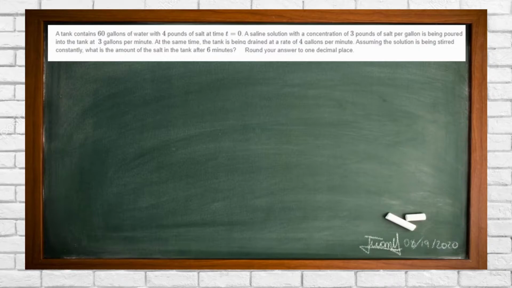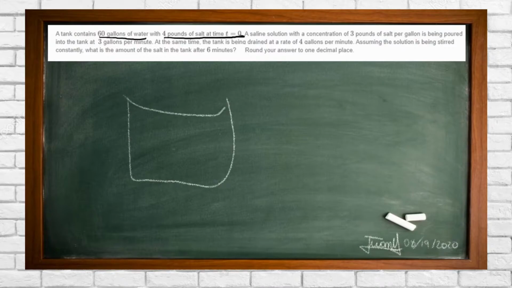All right, so we have the following problem. Let's read it together. A tank contains 60 gallons of water with 4 pounds of salt at time 0. So at time 0, when we start, we have a tank of water with a volume of 60 gallons. And if we were to dry this tank entirely, we would end up with 4 pounds of salt, when time is equal to 0. Let's keep that in mind. All right, let's keep reading.